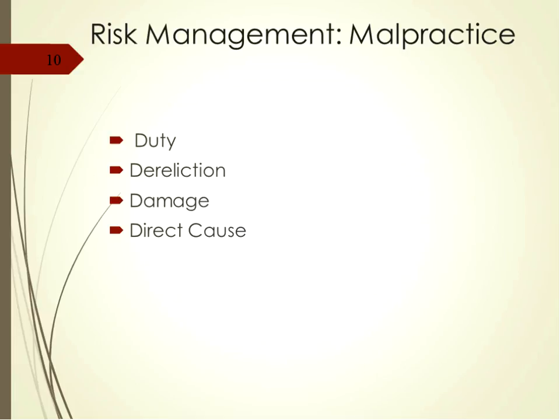Risk management as it relates to malpractice relates to duty, dereliction, damage, and direct cause. Duty, the nurse, we know, has the responsibility to the patient. Dereliction means the nurse did not carry out the duty. Damage means the patient was injured. Direct cause means injury secondary to the nurse's failure to carry out the duties.